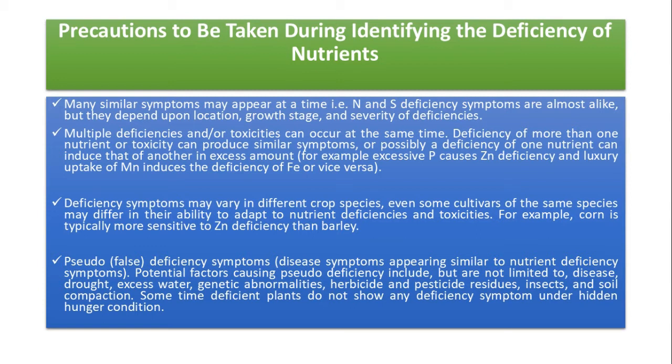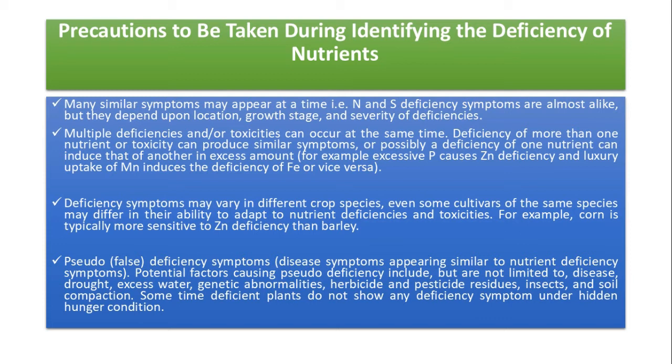For example, excessive P causes zinc deficiency and luxury uptake of manganese induces the deficiency of iron, or vice versa. Deficiency symptoms may vary in different crop species. Even some cultivars of the same species may differ in their ability to adapt to nutrient deficiencies and toxicities. For example, corn is typically more sensitive to zinc deficiency than barley.